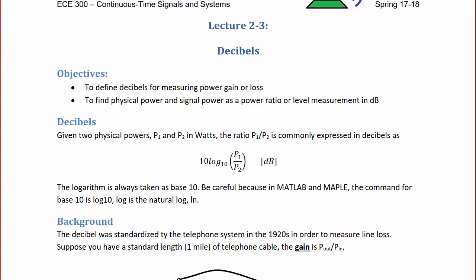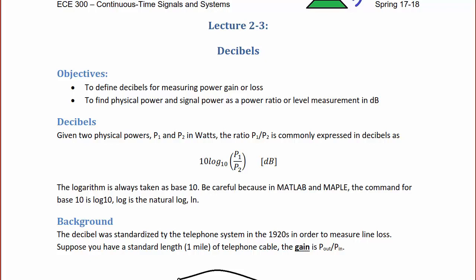In this lecture, we will explain why and what the difference is when you use 10 log base 10 or 20 log base 10. The logarithm is always taken as base 10. Be careful because in MATLAB and Maple, the command for base 10 is log 10, where log is actually the natural log, ln.